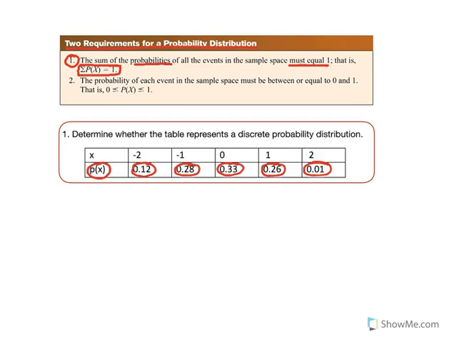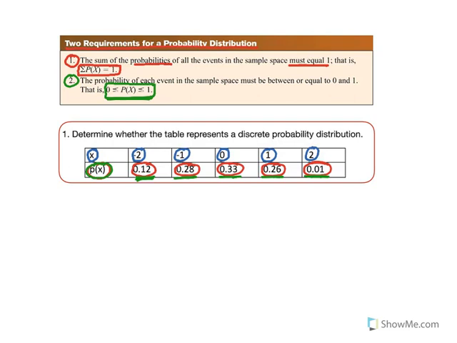And the second requirement is that each p of x, so each one of these 1, 2, 3, 4, 5 values, must be between 0 and 1. Probability cannot be negative, and probability cannot be more than 1. It's at most 1, and at least 0. So just remember, for x itself, x can take negative values, no problem with the x. X can be any discrete number.